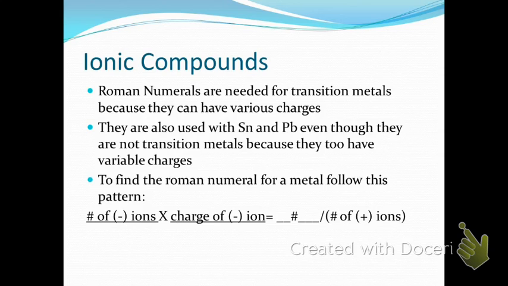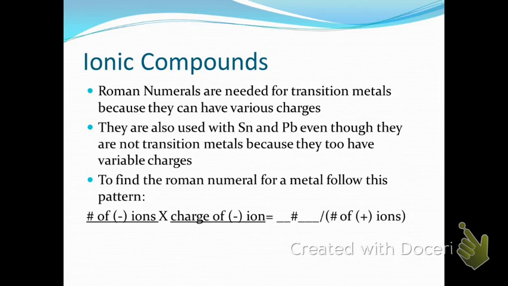When you are naming ionic compounds, you need a Roman numeral for anything that's a transition metal because they can have various charges. They can have multiple charges. They are also used with tin and lead, even though they're not transition, because they have variable charges. You might want to circle them on your periodic table. Tin is number 50 and lead is number 82.